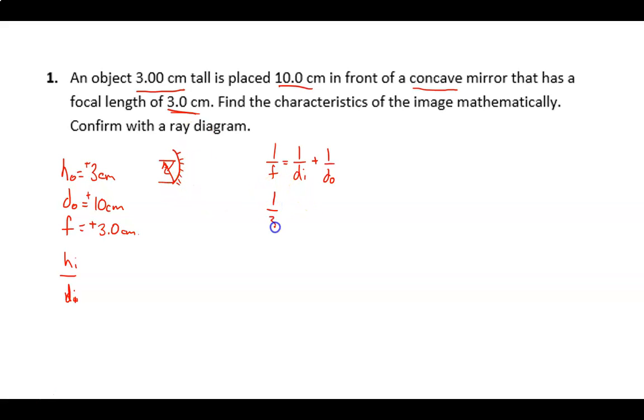Okay, we got 1 over 3 is equal to 1 over di plus 1 over 10, the distance of that object. So we're looking for a di value. You could transfer into decimals and solve using algebraic techniques. Personally, when everything here is in fractions, I like to actually use the fractions. And first thing we'll do is find that common denominator.